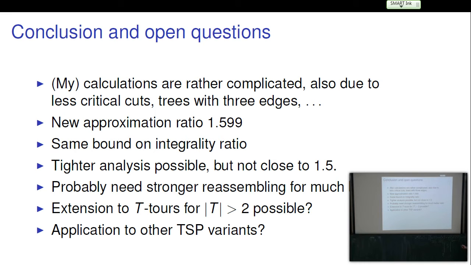We get the same bound on the integrality ratio, so 1.6 is not the true answer that we know. We guess that it's 1.5, like in the unweighted case, but we cannot prove this, and this alone will not be sufficient to prove it. So we either need stronger reassembling results.